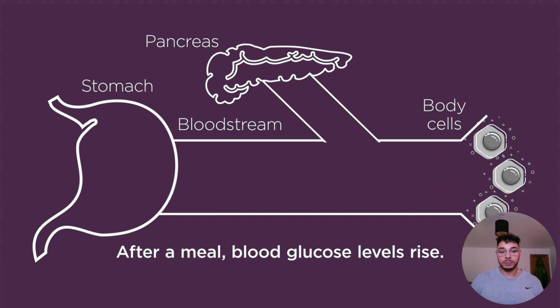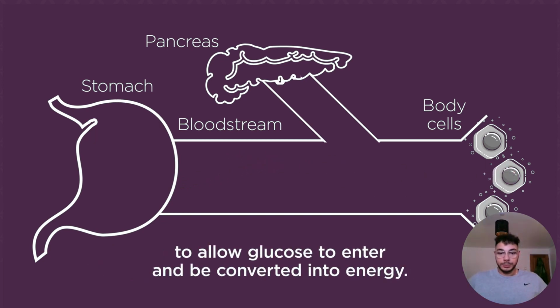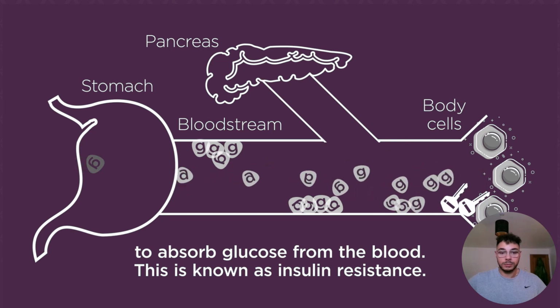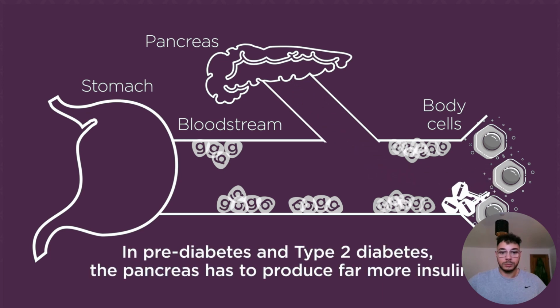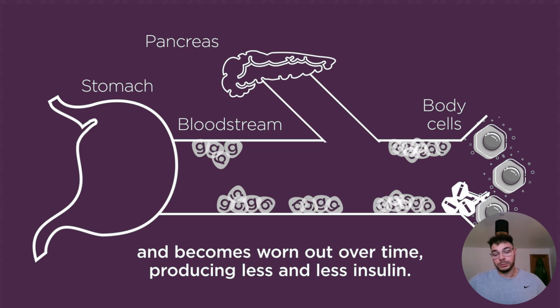After a meal, blood glucose levels rise. Insulin is released into the bloodstream and triggers cells to open their glucose channels to allow glucose to enter and be converted into energy. In type 2 diabetes, the cells become resistant to insulin and ignore its signal to absorb glucose from the blood. This is known as insulin resistance. In type 2 diabetes, the pancreas is unable to produce the greater amounts of insulin needed to trigger resistant cells to absorb glucose, and becomes worn out over time.